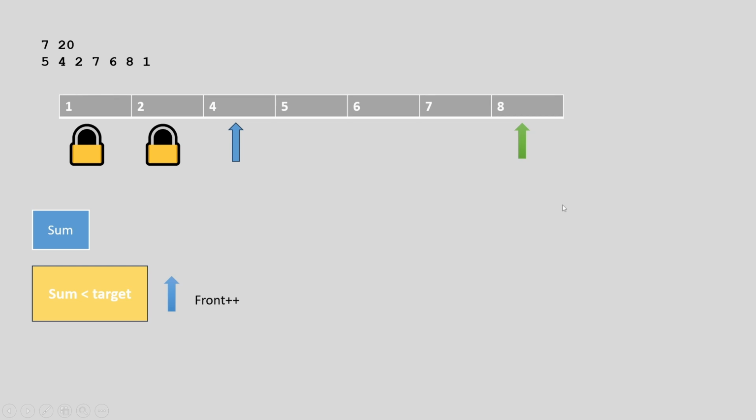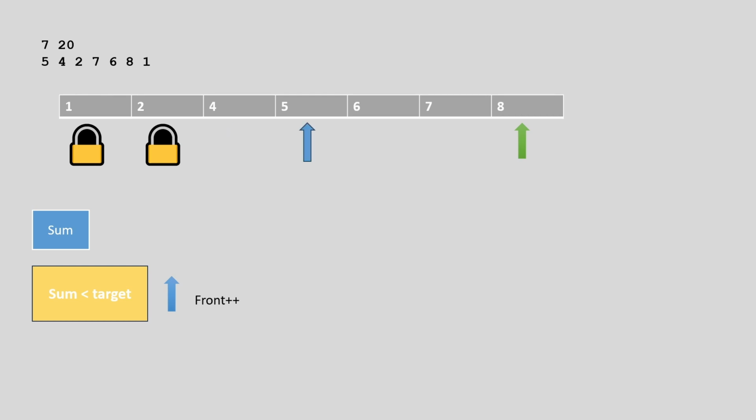Now what would be the sum of this? The sum will be the locking index 0 wherever it is pointing, plus this, plus this, plus the rear pointing, which was 8. So this will come out to be 50, which is still less than the target. What we used to do in two sum, we increase the front pointer because we want to increase the heaviness of the sum. So we will increase.